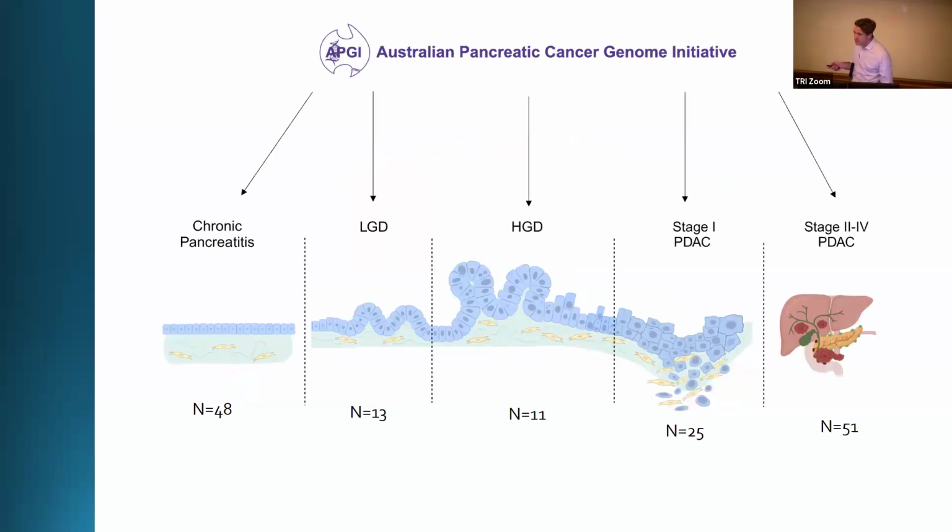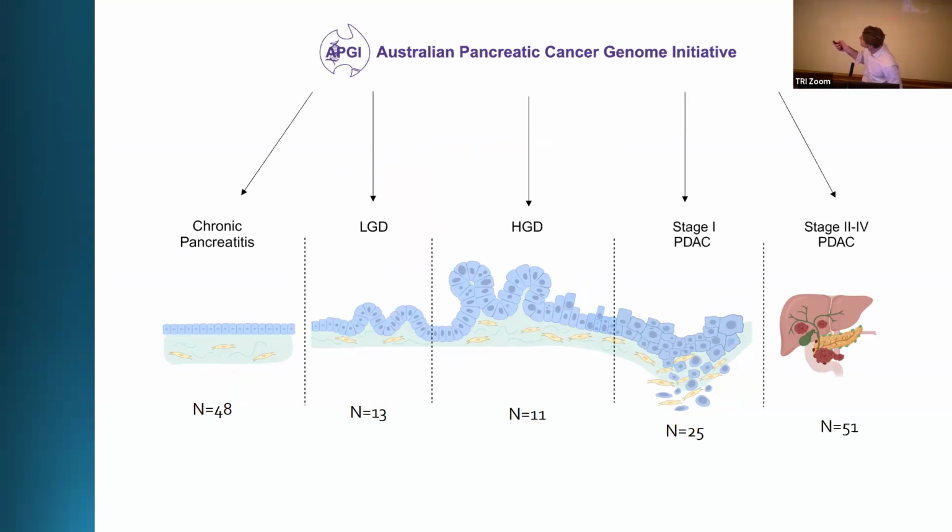So what we did is we took biobanked cases from the Australian Pancreatic Cancer Genome Initiative. We took 48 cases of either biopsied or resected chronic pancreatitis, because we know that pancreatitis, like other PET tracers, is a false positive on FAPI-PET. So we wanted to understand more about that.